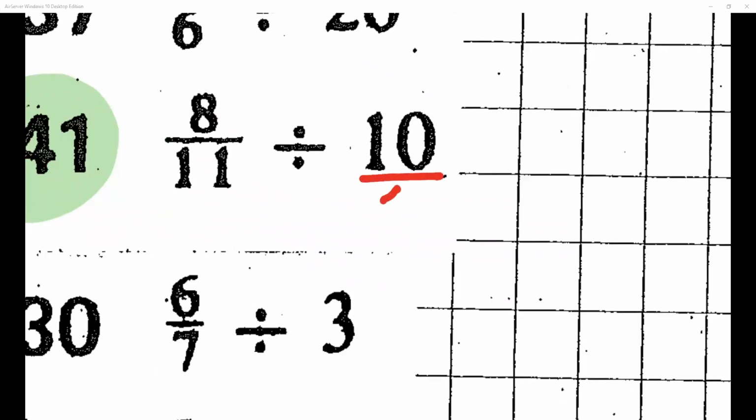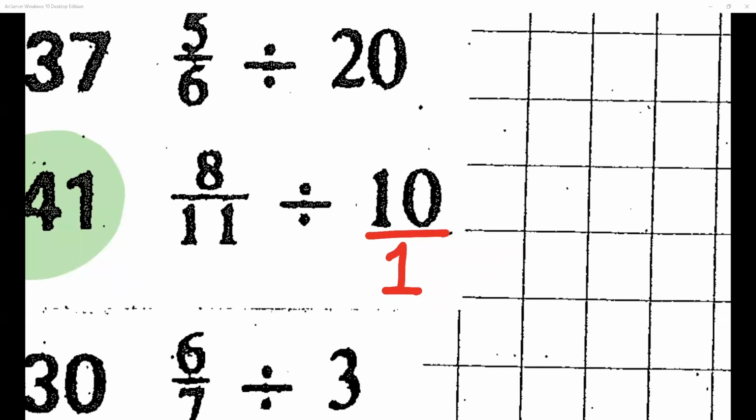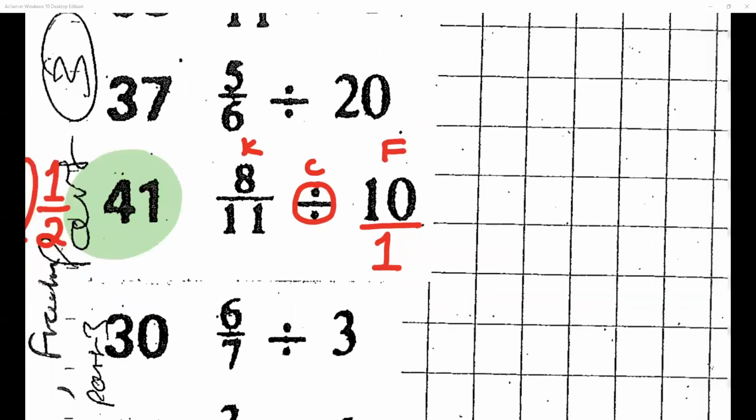Number 41. How do you do that one? For 41, you have to write 8 over 11 divided by 10 over 1. So which one do I keep? You keep 8 over 11. Which one do I flip? You flip 10 over 1. Which one do I change? You change the division. Okay, KFC.